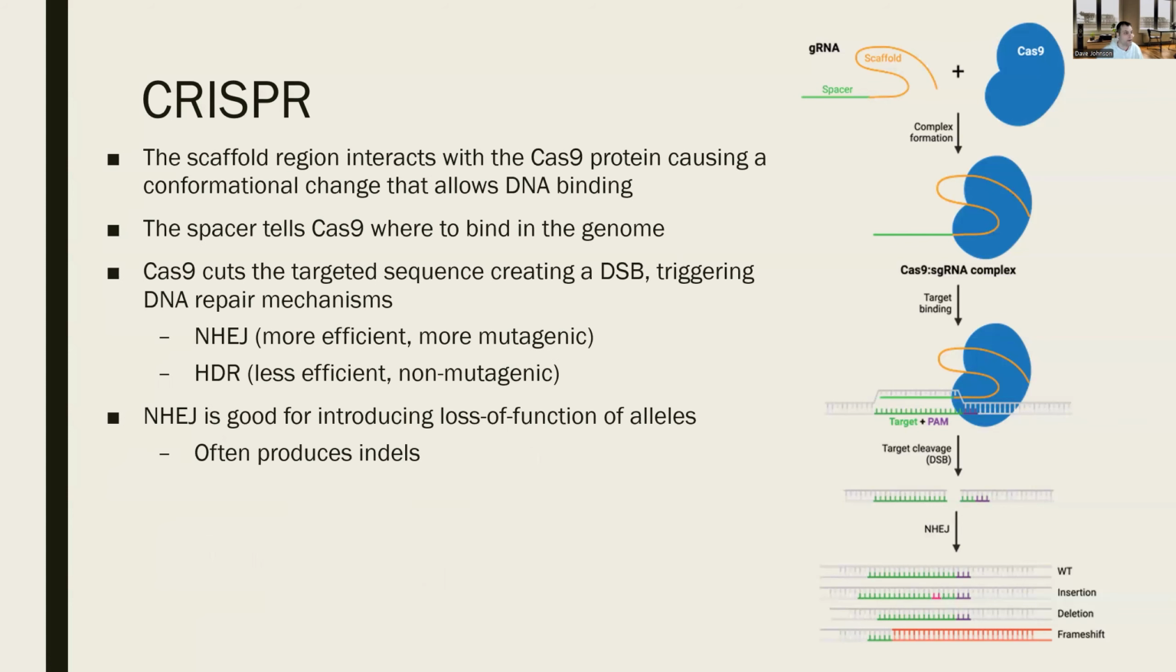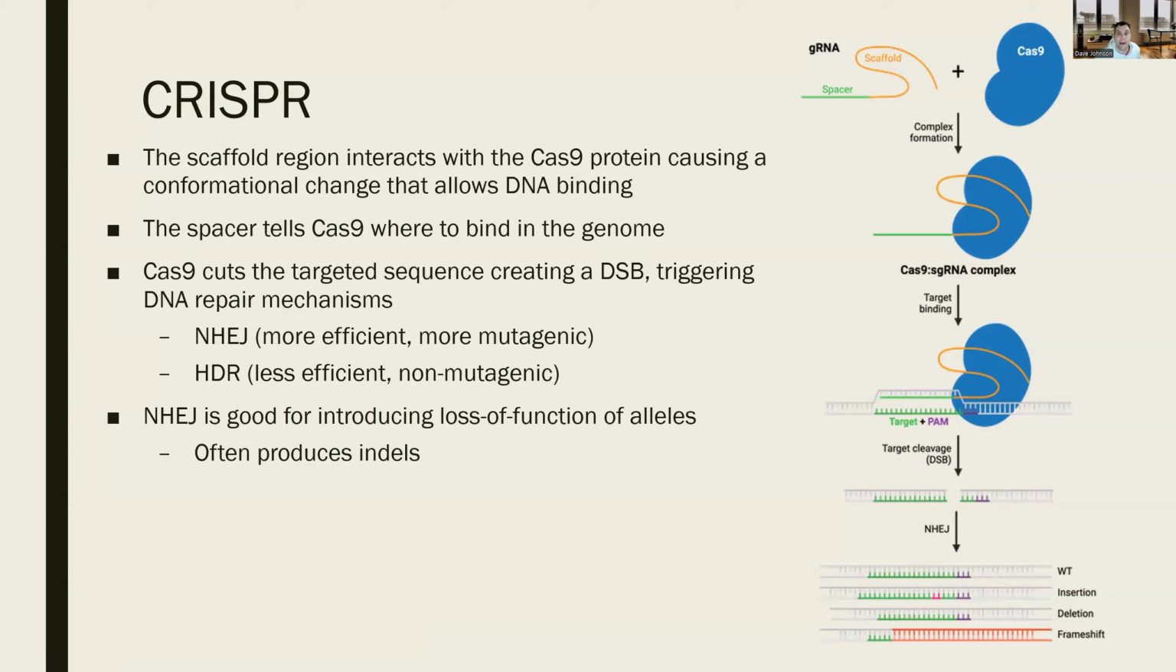When the scaffold interacts with the Cas9 protein, it causes a conformational change that allows it to bind to the target DNA. And you can see right here, this spacer is now interacting with that target within the genome. And what's going to happen is the Cas9 protein, right upstream of where that spacer binds, is going to create a double-stranded break. So it's going to cut straight through the double-stranded DNA and break the DNA.